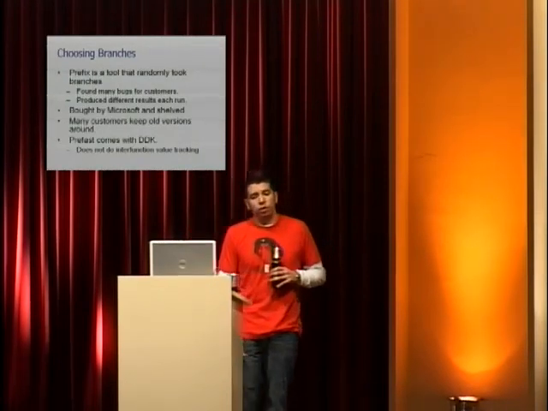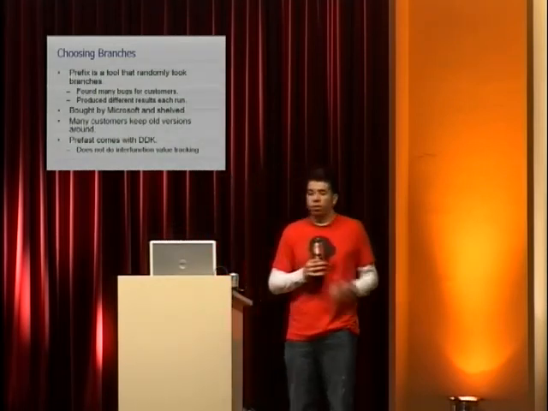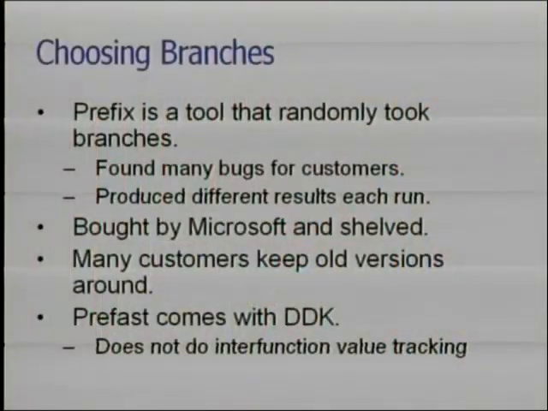Another way to choose branches, there was a tool called Prefix, and it randomly took branches. Microsoft bought this tool, I think around maybe 2000, if I'm not mistaken. It was bought by Microsoft and it was shelved. Lots of people still run this tool because you can't get it anymore. They're not releasing it, and basically it just picks random branches and it goes through. There's some problems with it: you're not going to duplicate your results, right? You're going to run it through, and maybe you'll find something. You run it through the next day, and it's not going to find it, or find something completely different.